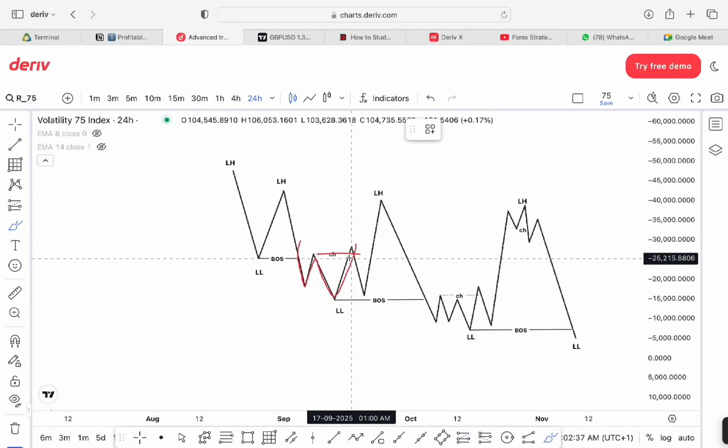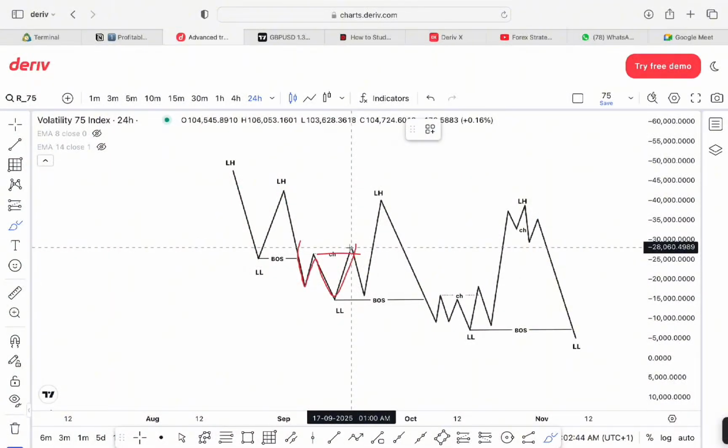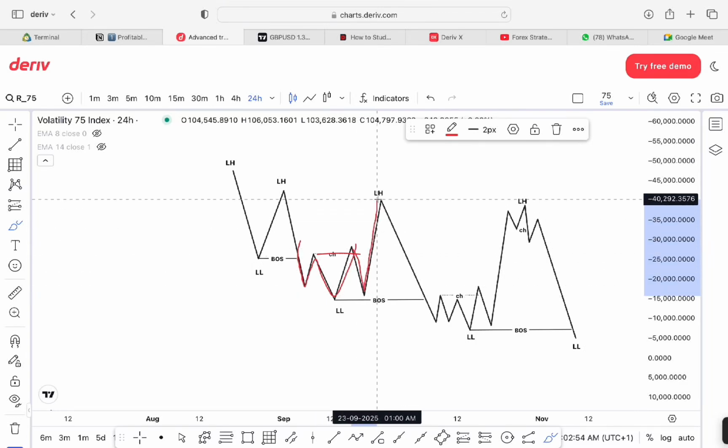And then buyers cross that line. Invalidated the sellers. They told sellers, I have crossed the line, what are you gonna do? Right? And they took over. And what did sellers do? Sellers formed a lower high.